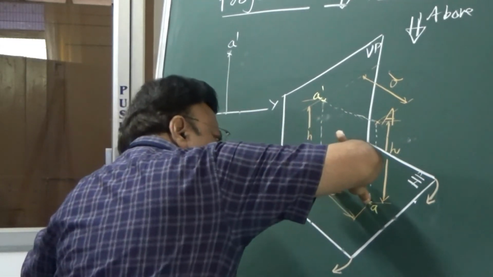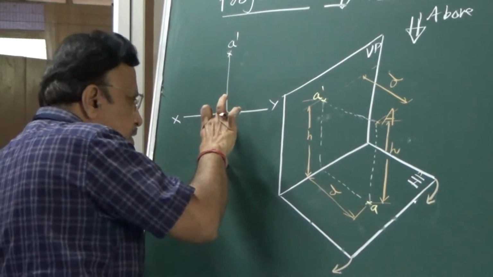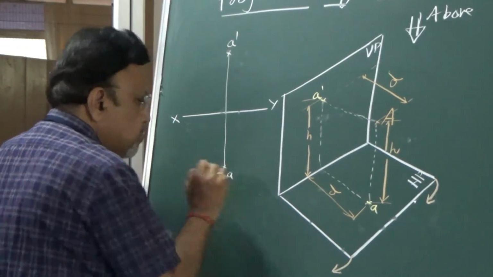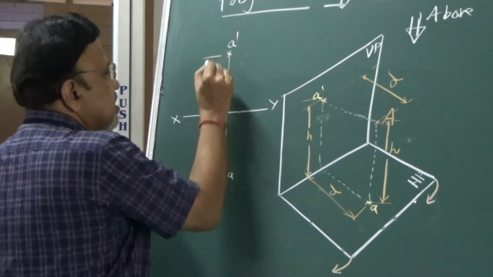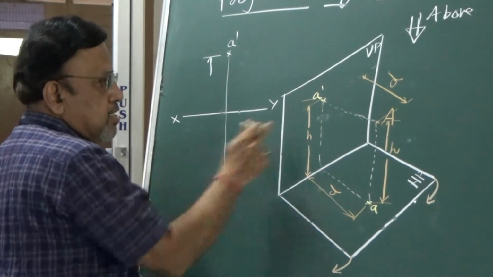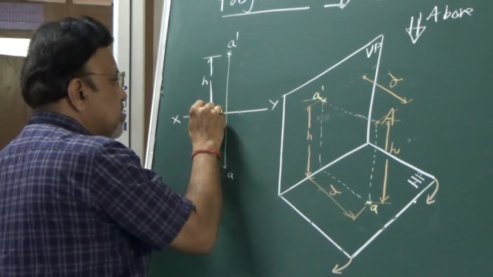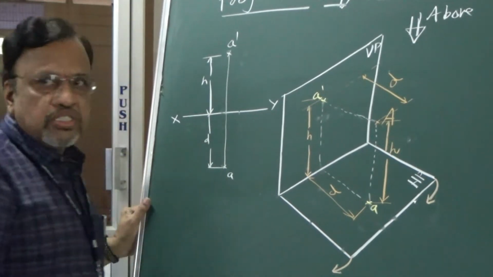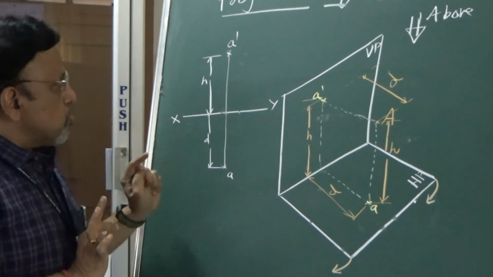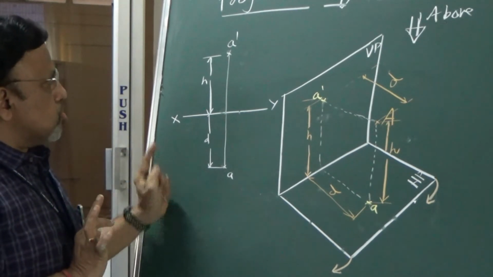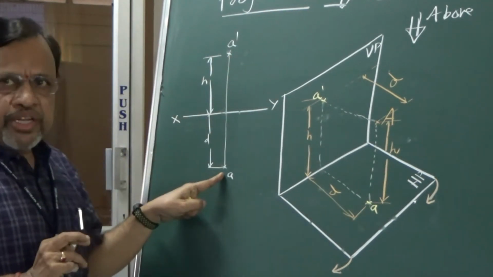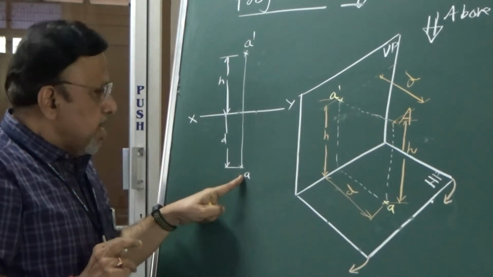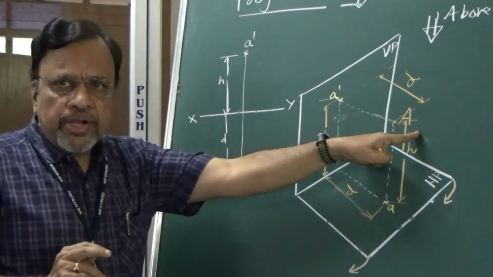Then I have this distance, which is D, and I am going to get it here. So I am going to draw this line. So this is point A now. Then what is this distance here? This is the H distance and this is your D distance. Anyway, we are interested in showing the projection of points only. So these are the points. I can say A dash is the front view of point A, and small a will be the top view of the point A.